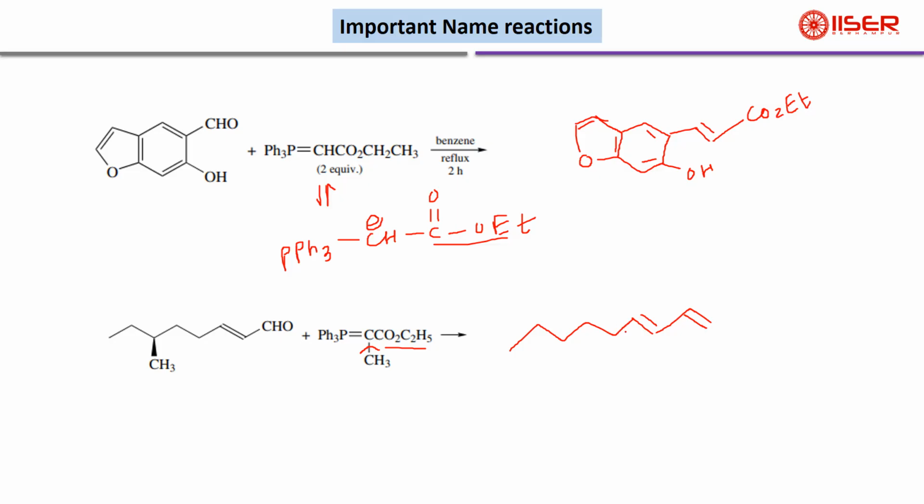There are two groups here. One is CO2Et, one is CH3. You have to place the groups in such a way that it would get the E alkene. So if this is the bond, CO2Et will be at this place and methyl would be at this place, so that it can maintain its E stereochemistry.